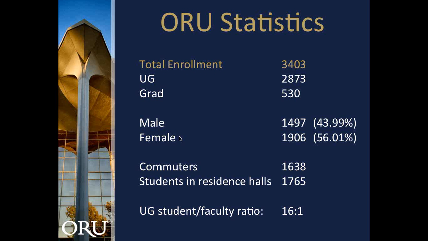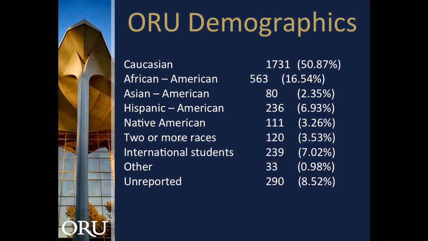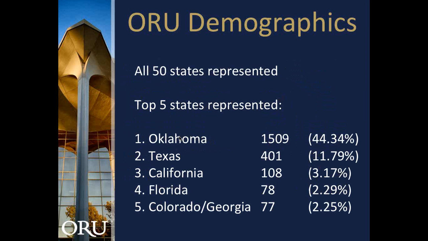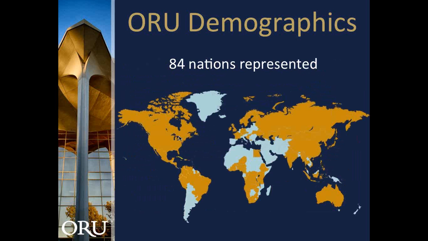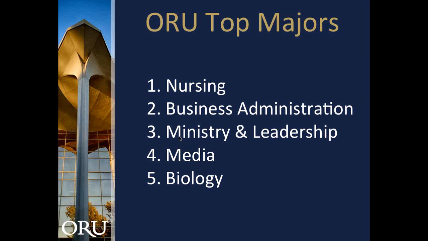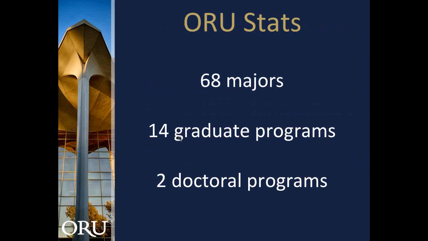So a little bit more information about the statistics of Oral Roberts University. You can see our numbers there from a makeup of grad, undergrad, male, female, commuters versus students in residence halls. You can see our demographics across the world. You take a look here in the United States, where they come from. Again, 84 different nations represented. Top majors. In our statistics, 68 majors, 14 graduate, 2 doctoral programs.